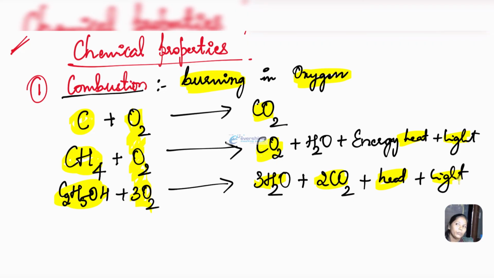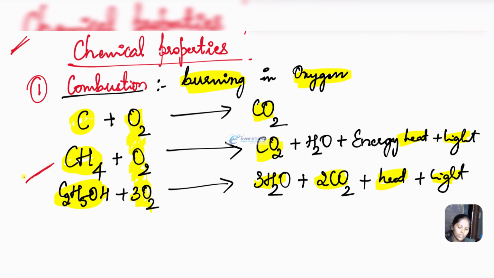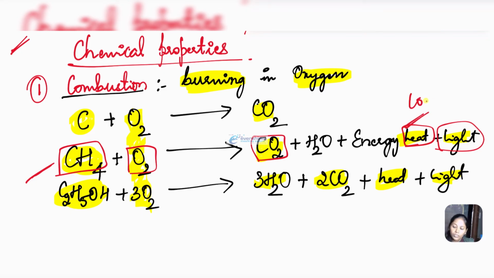You can see this in the kitchen daily. When you switch on the gas, the gas released is methane. What you are lighting is oxygen. When you burn methane gas with oxygen, you can see some gas evolved, that is carbon dioxide. You can also see heat and light evolved. Because of this heat only we can cook the food. So this is combustion.